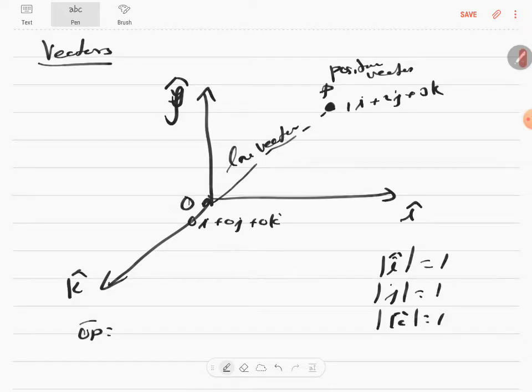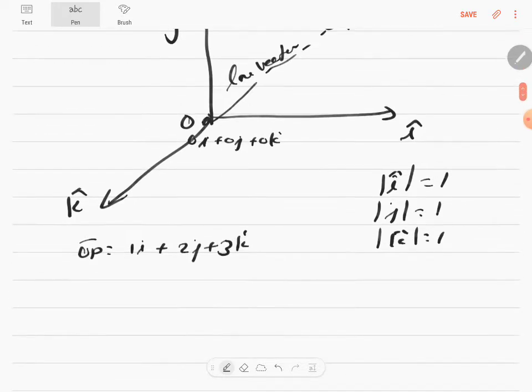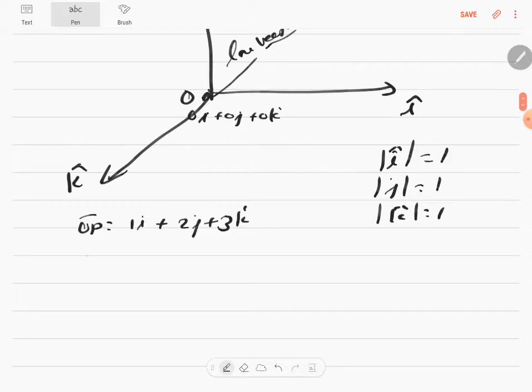It's (x2 minus x1) into i plus (y2 minus y1) into j plus (z2 minus z1) into k. So it's (1 minus 0) into i, which is 1i, (2 minus 0) into j, 2j, plus (3 minus 0) into k, 3k. So the formula is (x2 minus x1) into i plus (y2 minus y1) into j plus (z2 minus z1) into k. The magnitude of the OP vector is the root of the component squares, root of 1 square plus 2 square plus 3 square, which is root 14.